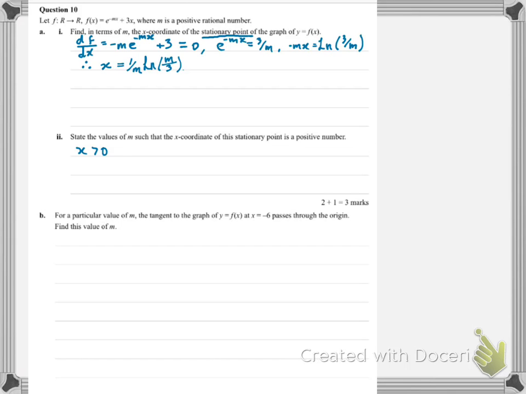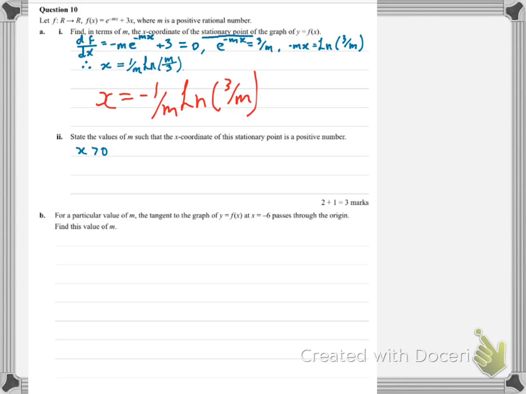Okay. Alternatively, we could have an answer of this form: negative 1 over m, natural log of 3 over m. That's also correct.